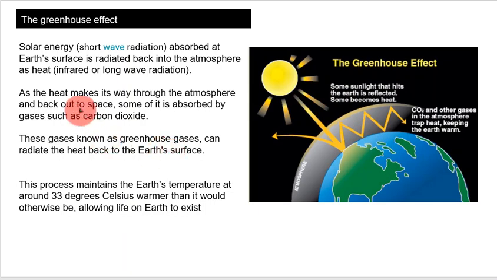As the heat makes its way through the atmosphere and back out to space, some of it is absorbed by gases such as carbon dioxide. As the heat is passing back out, some of it is reflected or absorbed back down to the earth by greenhouse gases such as carbon dioxide. These gases, known as greenhouse gases, can radiate the heat back to the Earth's surface. This process maintains the Earth's temperature at around 33 degrees Celsius warmer than it would otherwise be, allowing life on the Earth to exist. If we didn't have this effect, the Earth would probably be too cold for life to exist. So this is what's known as the greenhouse effect.